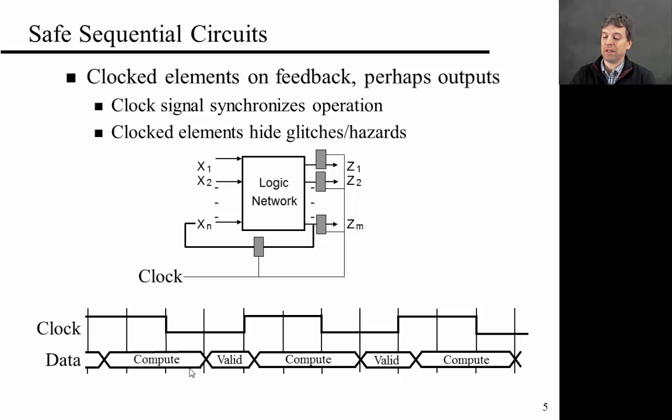In practice, to build safe sequential circuits, we're going to use clocked elements on the feedback. These clocks are used to synchronize operations, and they allow us to hide glitches and hazards. We'll see in this example how that works. Okay. So the first thing I want to point out is this circuit diagram now showing a clock going up and down, and I'm going to focus just on the positive edges here. So this is the positive edge of the clock.